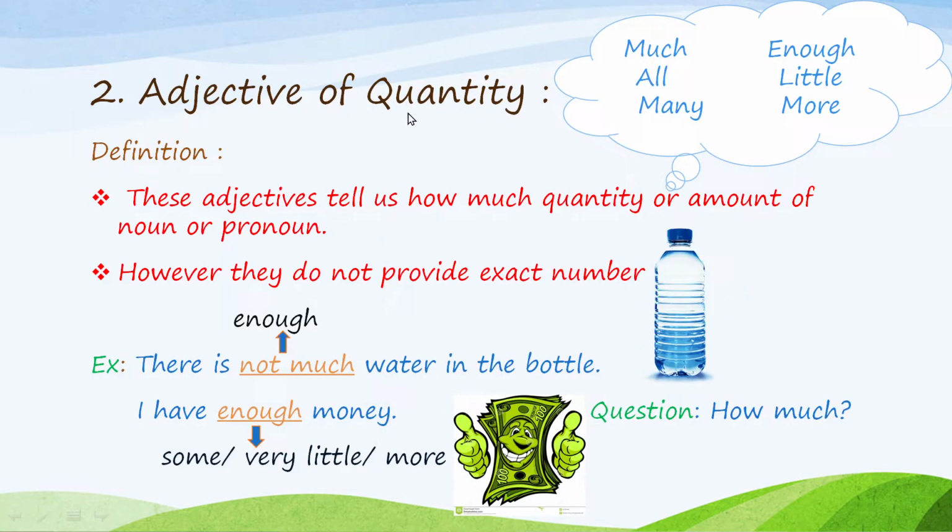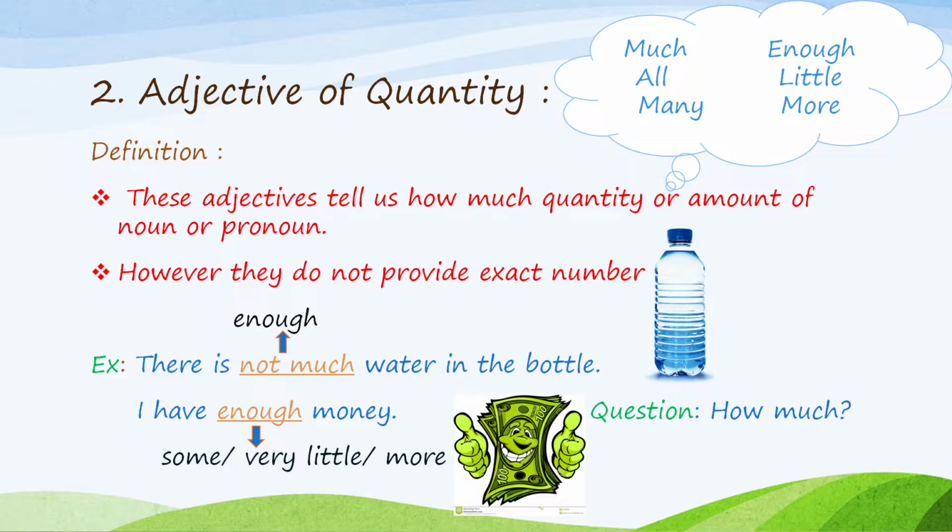Next is adjective of quantity. Now, don't get confused with quality and quantity. They are two entirely different terms. Quality tells you about the character of a noun or pronoun, while quantity tells you about the amount of a noun or a pronoun. Keep in mind, quantity will not tell you the exact number of anything.